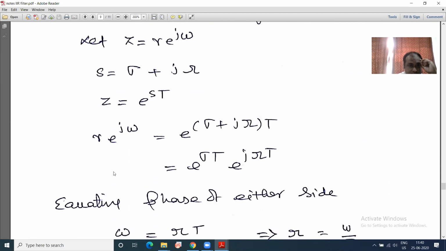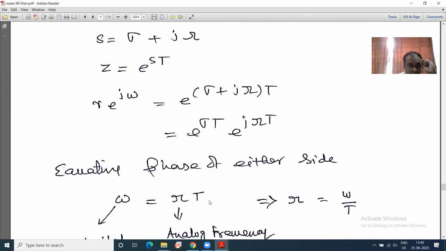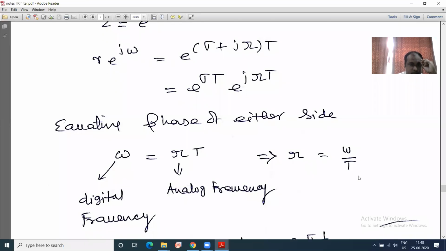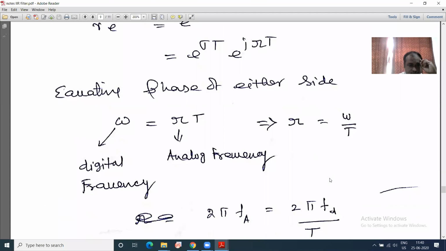Then if you compare this, small omega equal to capital omega into T. What does it mean? This is the digital frequency omega, this is the analog frequency omega, and this is the relationship. Therefore, small omega equal to capital omega into T, that is capital omega equal to small omega by T. So this is the relation between analog and digital frequency.